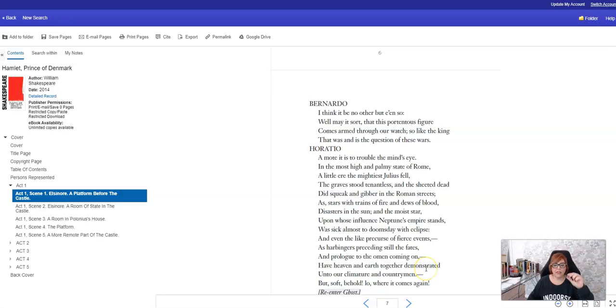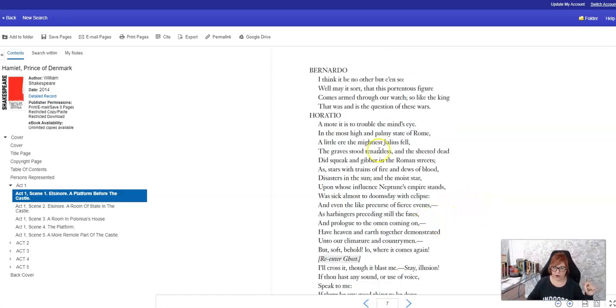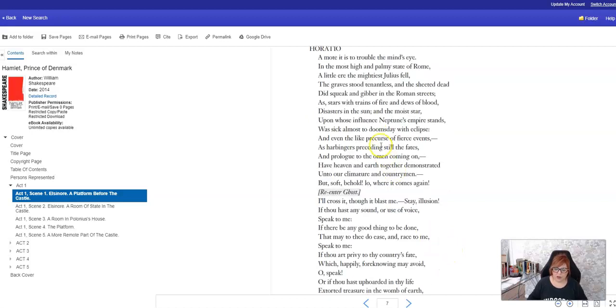In this next part, he's going to draw a parallel to Julius Caesar in Rome, and how Julius Caesar fell, and how there were like certain omens and terrible things that occurred. I'm not going to read this line in full, I'm just going to go through. He says that the grave stood tenantless, the sheeted dead rose from the dead, and they roamed the streets of Rome in zombie form. Stars with trains of fire and dews of blood, so like the sky turned to like blood, and there were disasters in the sun. And he goes on. So he said that there were kind of omens before things got bad for Julius, and so he's kind of making that analogy that perhaps that's what's happening in Denmark.